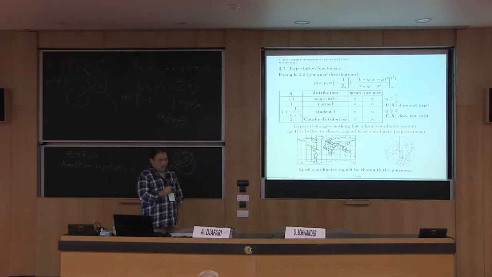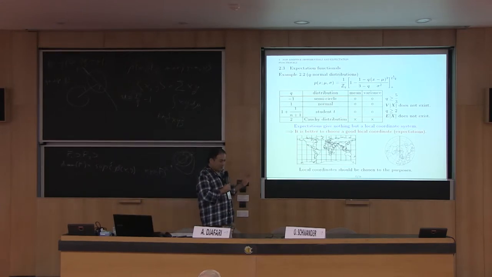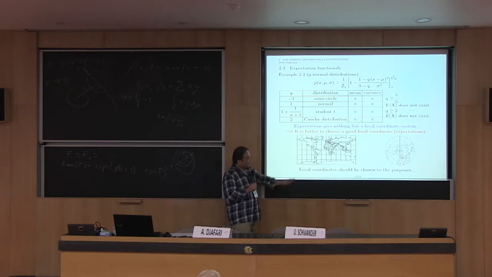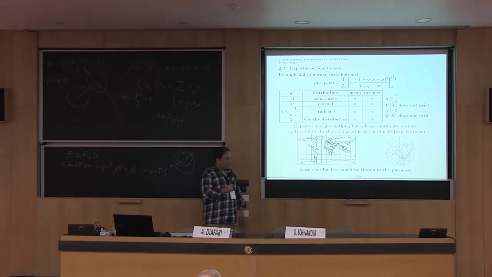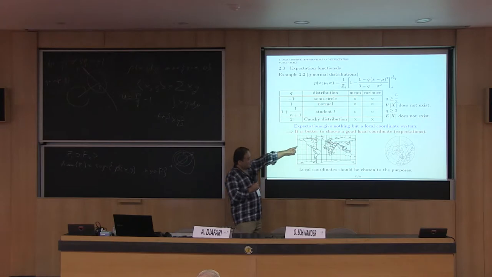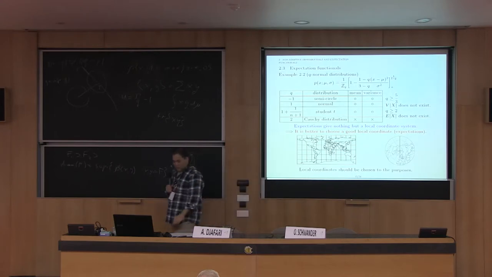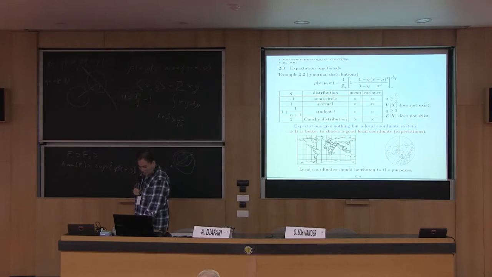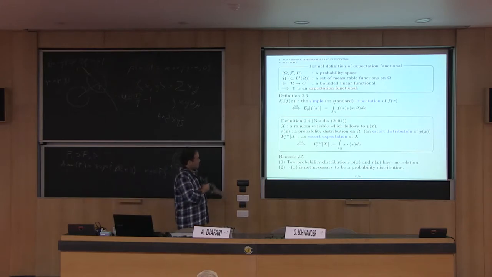So next, let us define expectation functionals. As you know, student T distribution has heavy tails, so mean or variance may not exist. But in information geometry, expectation is nothing but a choice of a local coordinate system. So it is better to choose a good local coordinate system. This is a geometrical meaning of expectation.